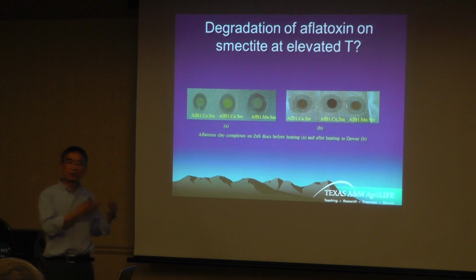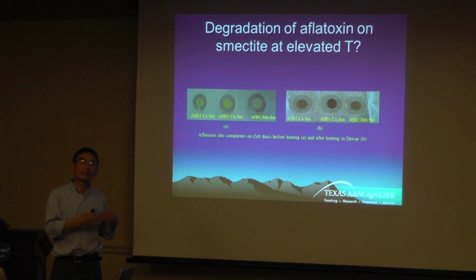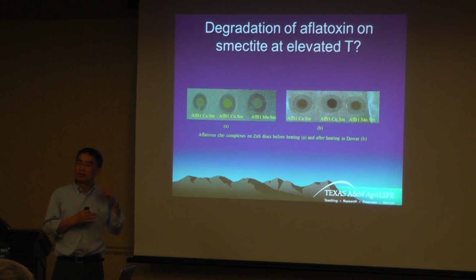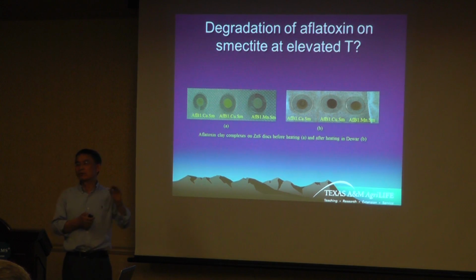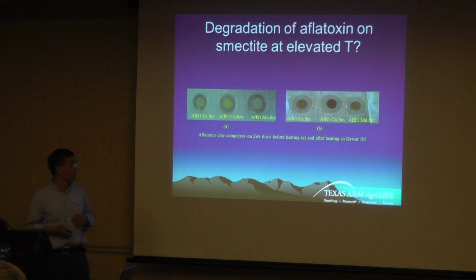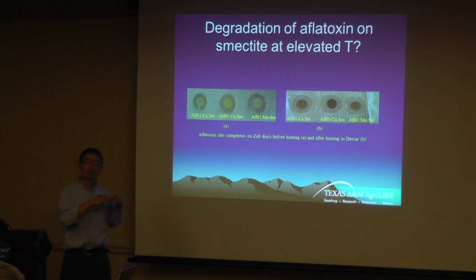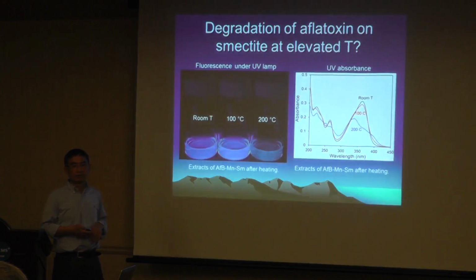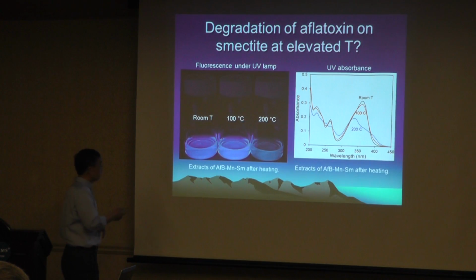One way, because they're cooking, is during the heating process: can our clay destroy aflatoxin or transform it into some less toxic compound? We did observe some difference once we heated to high temperatures. In this case, we heated gradually from room temperature up to 300 degrees. Of course, there are a lot of changes there, but we did observe some difference in the fluorescence and also in the UV absorbance.